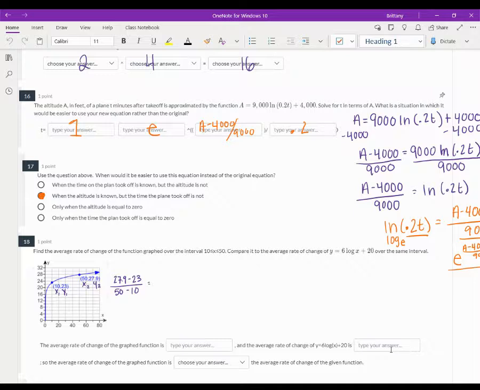So that gives me 4.9 over 40. And then if I simplify that in a calculator, that gives me 0.12.